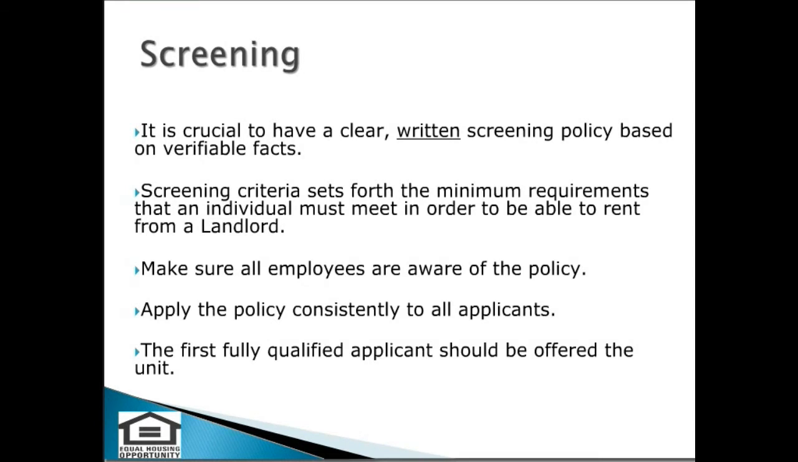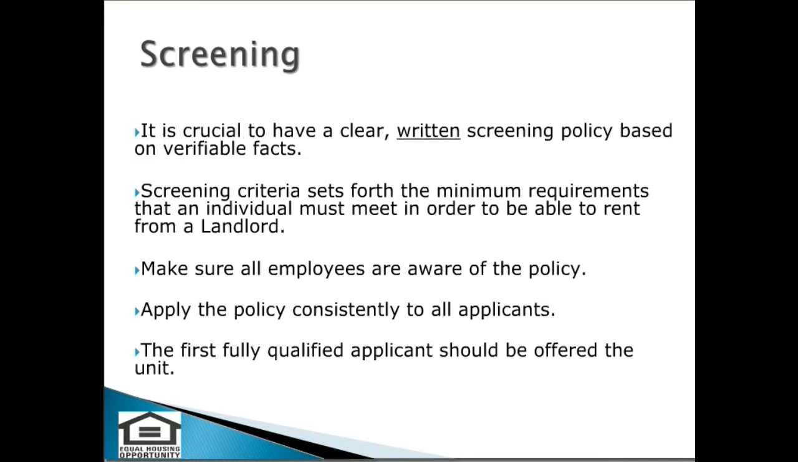Screening. It is crucial to have a clear written screening policy based on verifiable facts. Screening criteria sets forth the minimum requirements that an individual must meet in order to be able to rent from a landlord. Make sure all employees are aware of your policy. Apply the policy consistently to all applicants. The very first fully qualified applicant should be offered the unit.